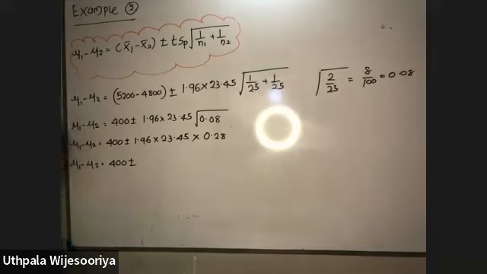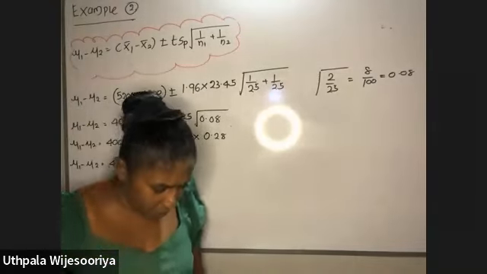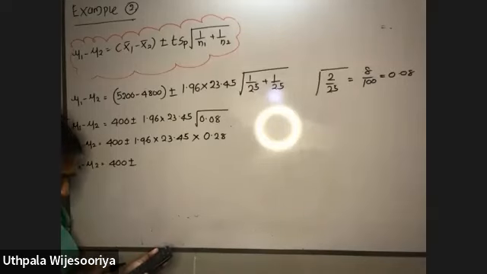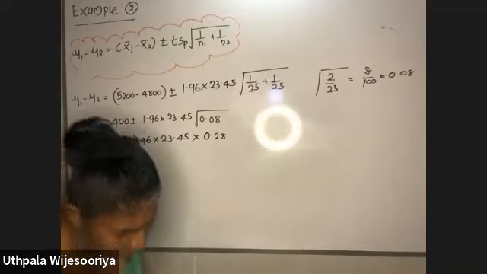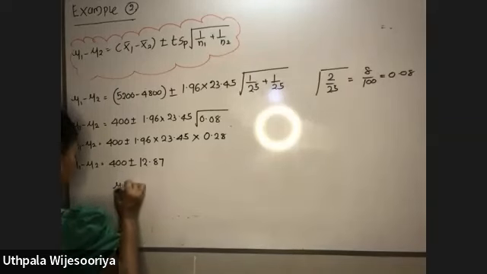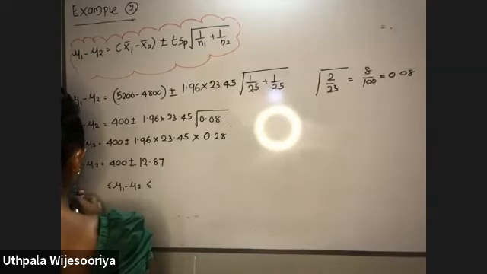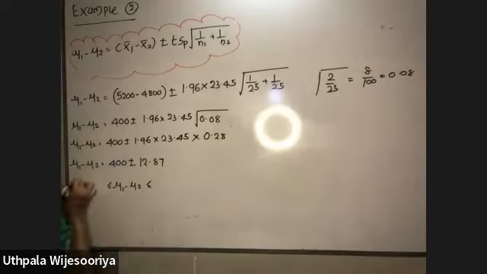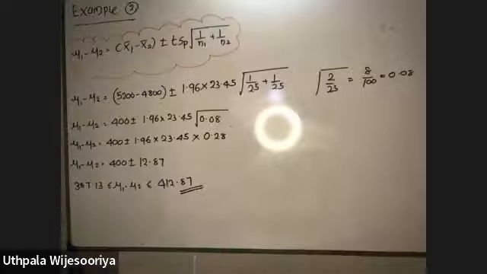Plus or minus. Multiplying all together, 1.96 into that is 12.87. 12.87 is your error term. So what is your mu1 minus mu2? 12.87 under 400 by that is 387.13, and then 412.87. Now this is your confidence interval.